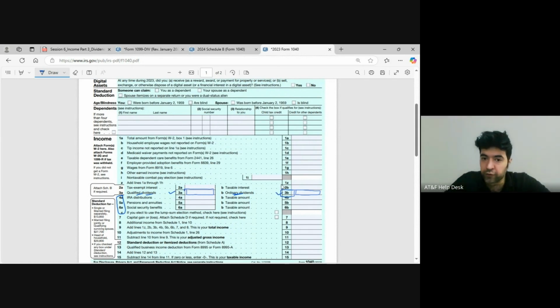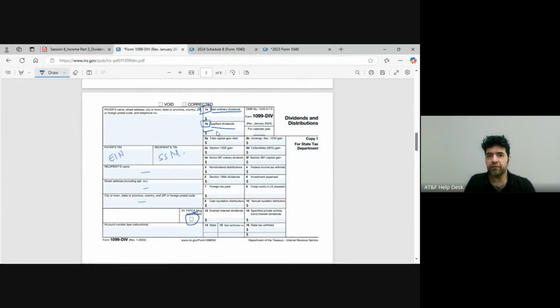So for tax on these dividends, there is a separate worksheet calculation for qualified dividend and capital gain taxes. We will be covering that when we do the tax portion, how to calculate the tax. But for now, whatever income you are earning, you have to report it on 3A and 3B from box number 1A and 1B.